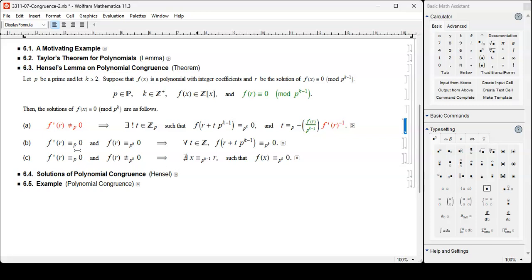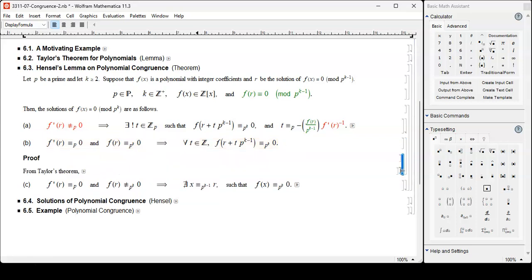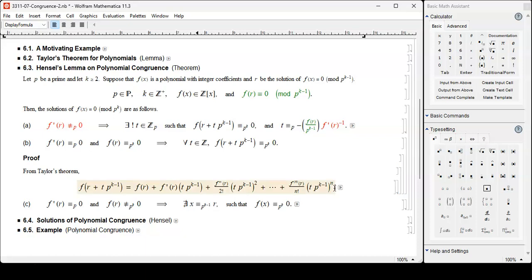Let's go to part B. In case the derivative is 0 and f of r is also 0, in that case, from the Taylor expansion here, let's see. The derivative is 0, so that term is 0. All these are, of course, 0. And then the derivative is 0, and then f of r is also 0. So the derivative is 0, as highlighted here. So that's 0. And then this one, f of r is 0, so that's 0.